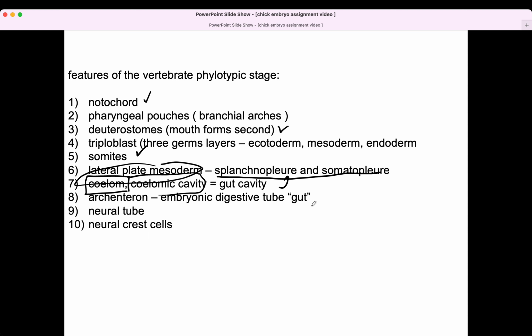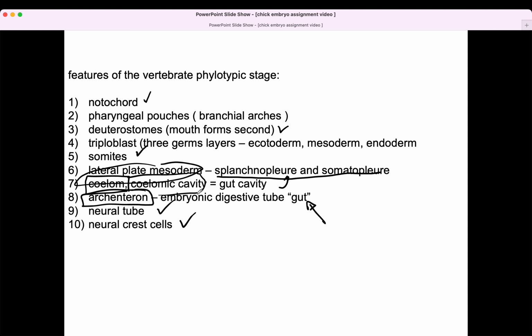Then we've also talked about how developmental biologists call the digestive tube the gut, and we're deuterostomes, so we have a digestive tube. The official term for that, which we haven't mentioned in class but is mentioned in the book, is the archenteron. And then we know we get a neural tube and neural crest cells. So some of these things we've already introduced the terms and a little bit about what they do.